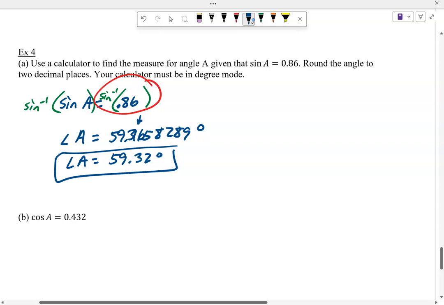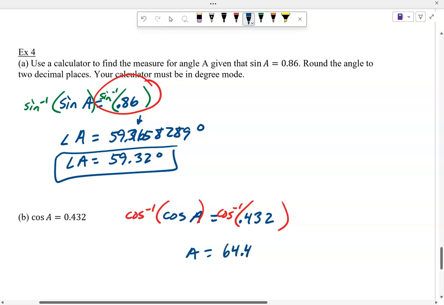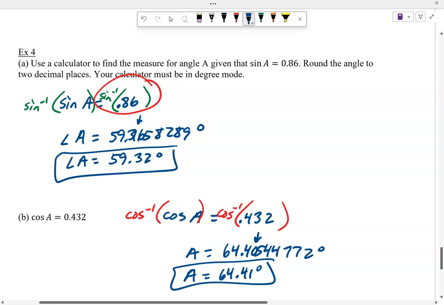Let's do it for this next one. Cosine of A is 0.432. So the adjacent over the hypotenuse ratio is 0.432 on some triangle. We're going to undo cosine with the arc cosine on both sides. Now we pull up our calculator, and if I punch in arc cosine of 0.432, it'll give me 64.40544772 degrees. I'm going to round that to 2 decimal places, 64.41 degrees. So that's my angle A.